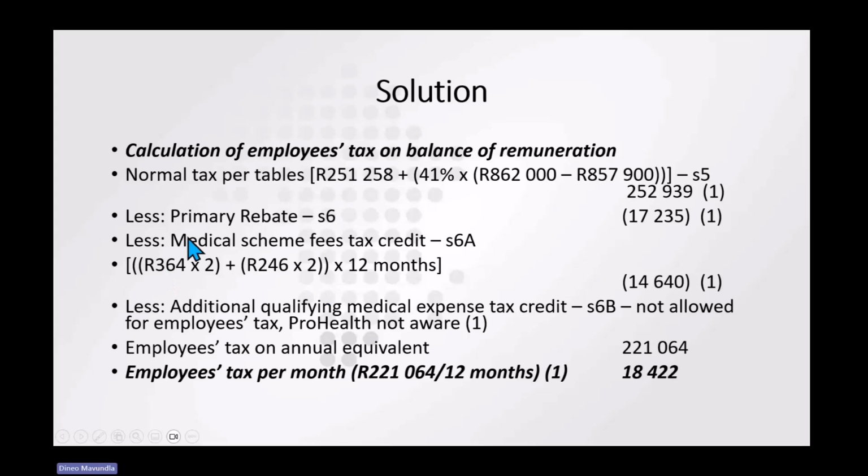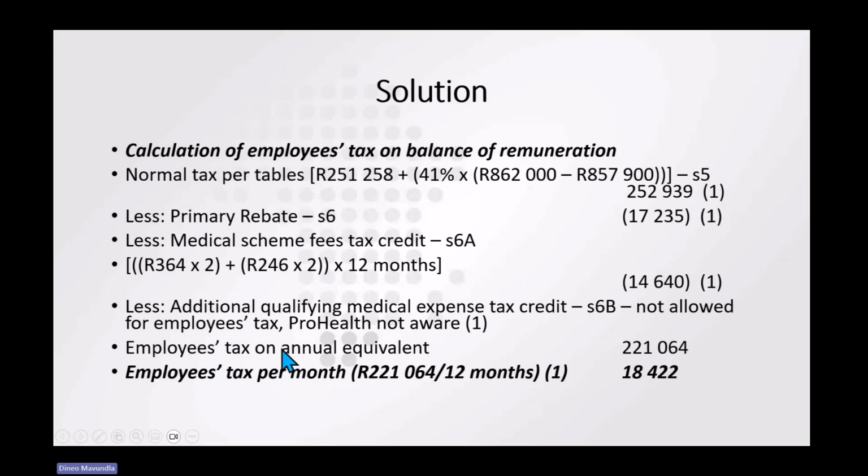So we would have the main member and the first dependent, then the two dependents afterwards at 247. That will multiply by 12, and that would give us 14,640 Rand. Then less additional qualifying medical expenses tax credit in terms of Section 6B. This would not be allowed for employees tax because Pro Health was not aware of it. Had Pro Health been aware, it would have been a different situation. But because they were not aware of it, we would not have anything here.